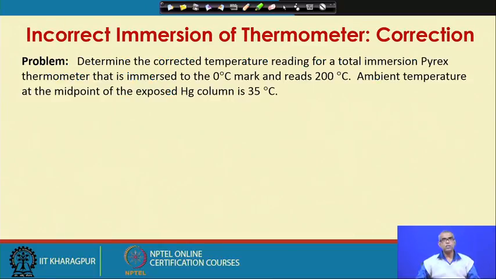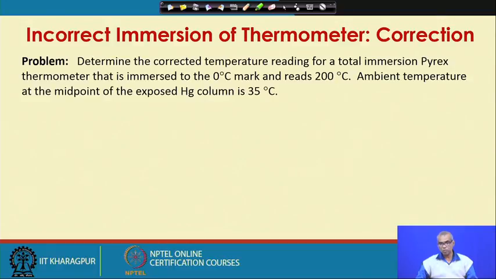Now, let us take a small problem to clarify this incorrect immersion of thermometers and how to correct for this. Determine the corrected temperature reading for a total immersion Pyrex thermometer that is immersed to the 0 degree Celsius mark and reads 200 degree Celsius. Ambient temperature at the midpoint of the exposed mercury column is 35 degree Celsius.